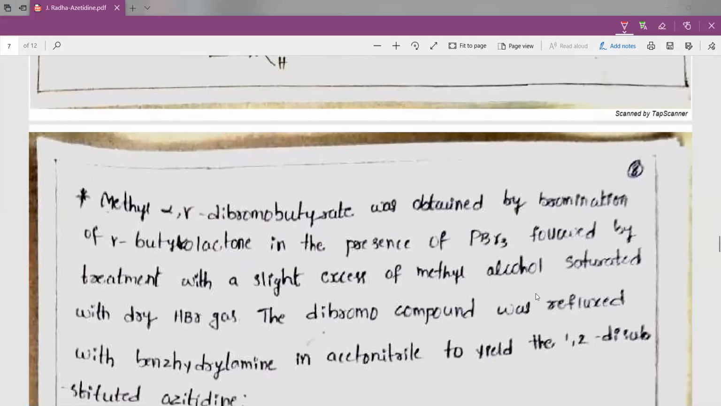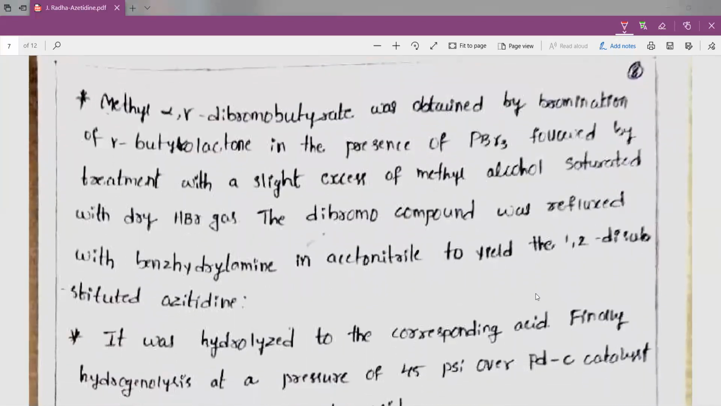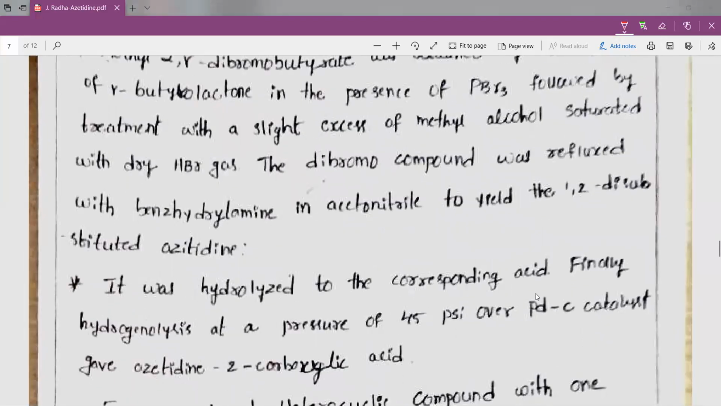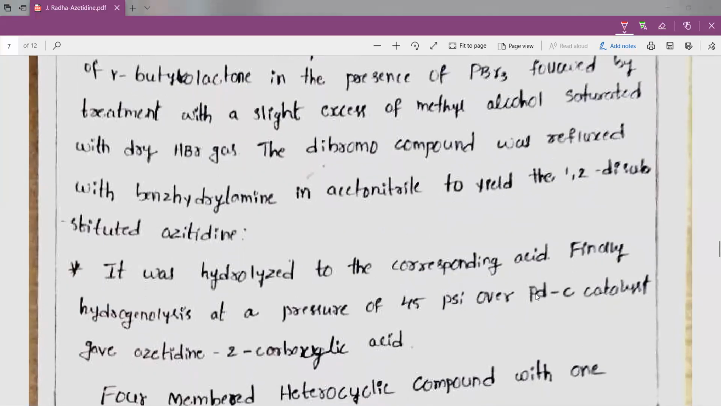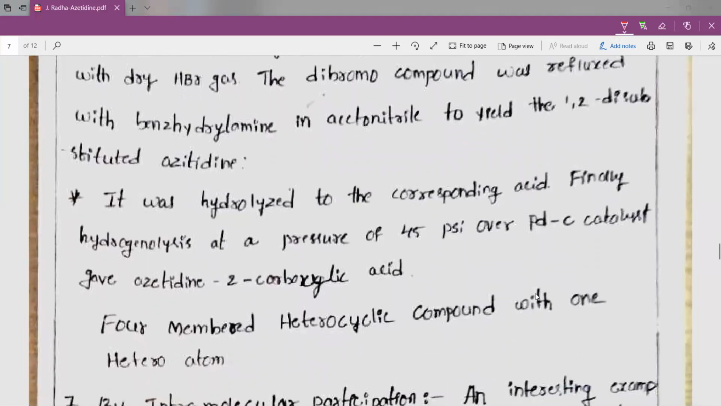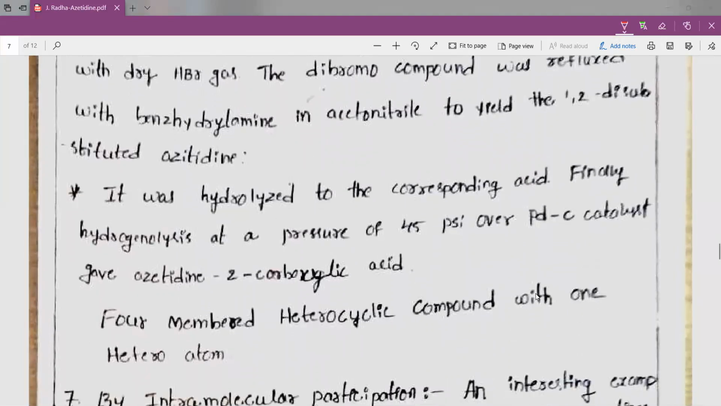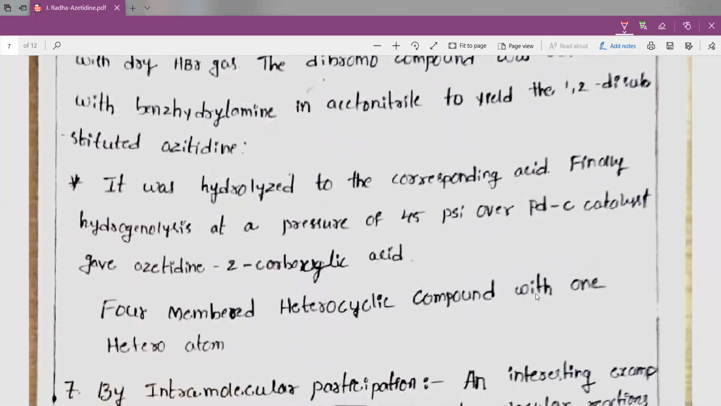Then the resulting compound was refluxed with benzylamine, a diphenyl methylamine, to give a 1,2-disubstituted azetidine. Then the resulting compound was hydrolyzed to the corresponding carboxylic acid, and finally hydrogenolysis with palladium on carbon gives azetidine 2-carboxylic acid.